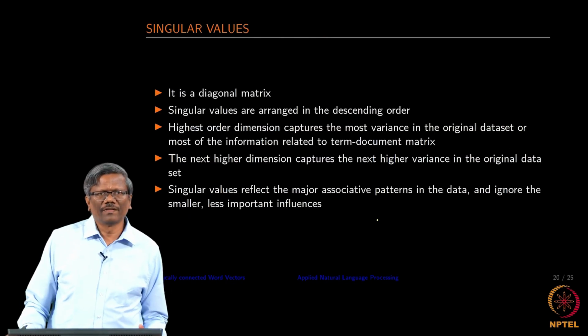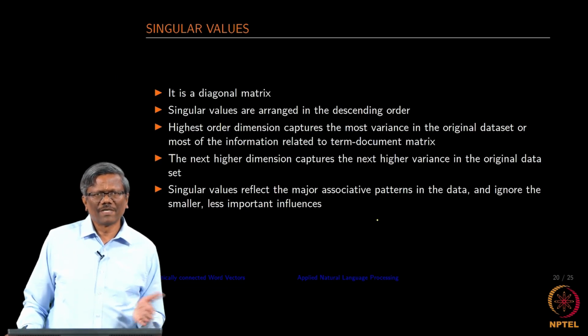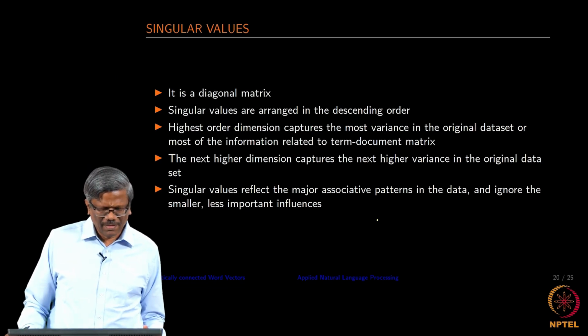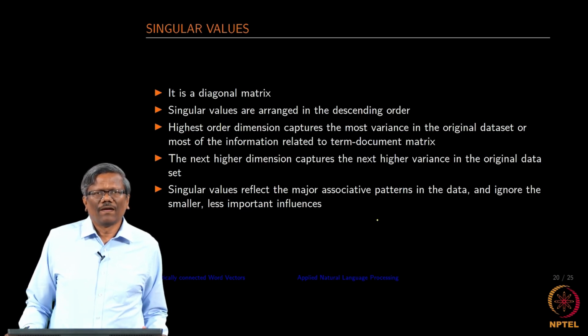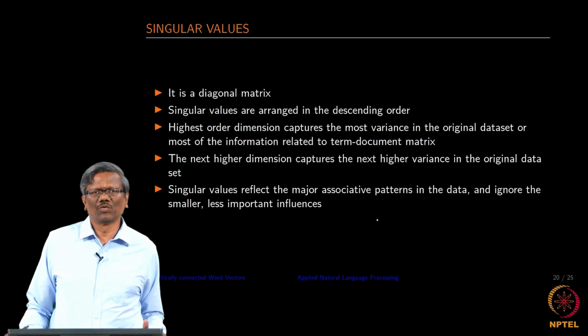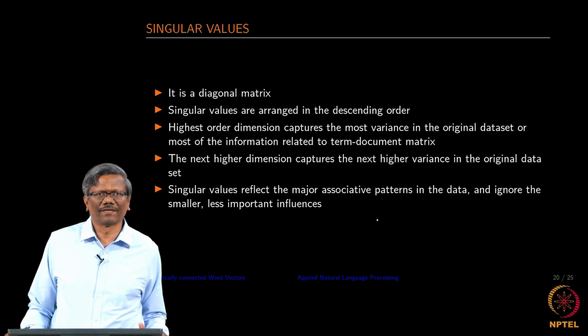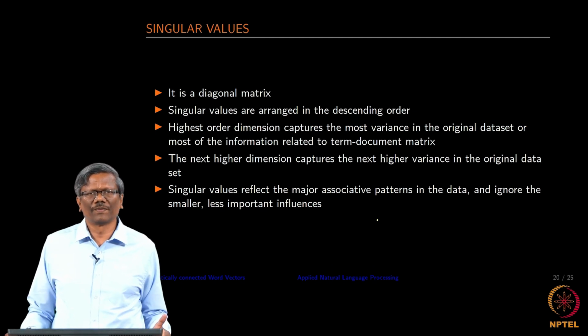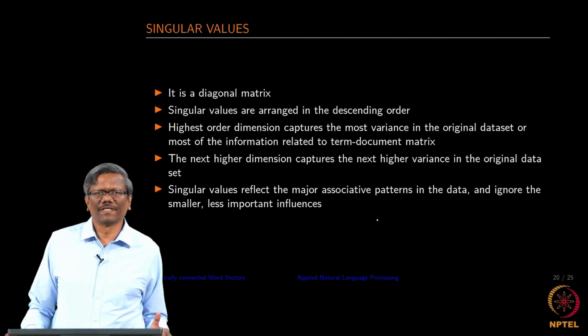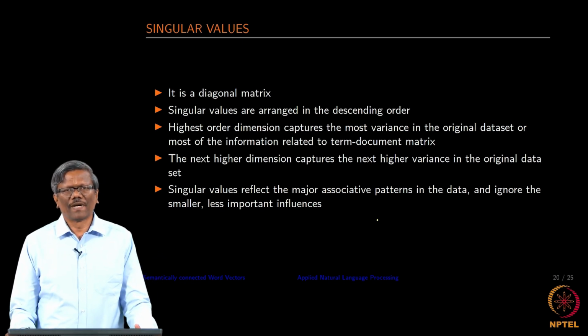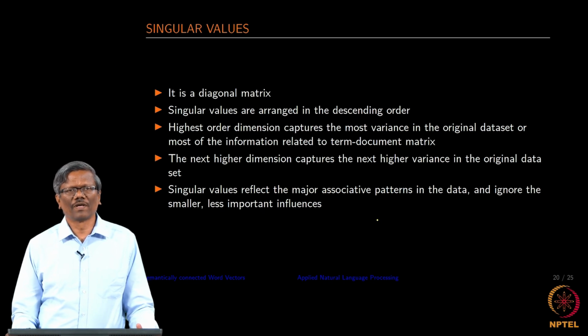This slide is about the singular values. So, as I mentioned earlier, it is a diagonal matrix. Singular values are arranged in descending order. The highest order dimension captures the most variance in the original data set or the most information related to the term document matrix. The next higher dimension captures the next higher variance in the original data set. Singular values reflect the major associative patterns in the data and ignore smaller and unimportant influences.